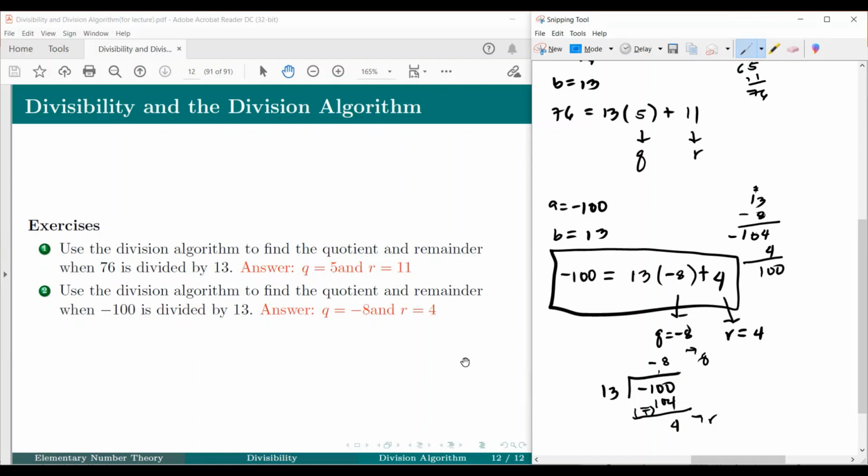So we're done. We're done discussing the divisibility and the division algorithm. So God bless everyone.